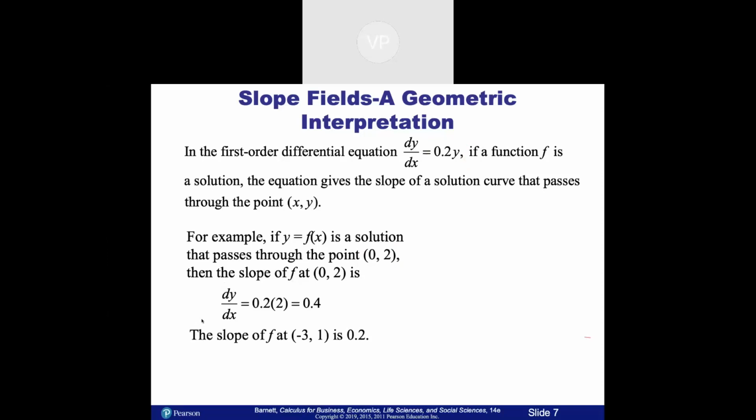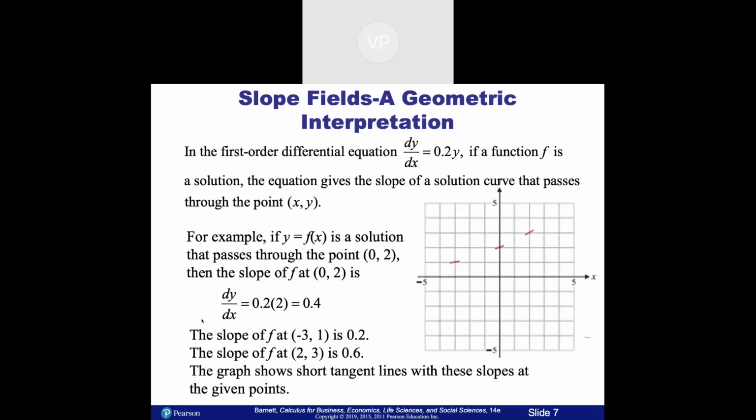So now we're going to do the same thing at the point (-3, 1). Back to this equation again. You're going to replace y with a 1, and that's how they got the slope at the point (-3, 1) to be 0.2. So the deal is you're going to keep plugging in a bunch of points, mix them up, and try to get a summary of where the field is. So here's another point. You replace the y with 3, you get 0.6.